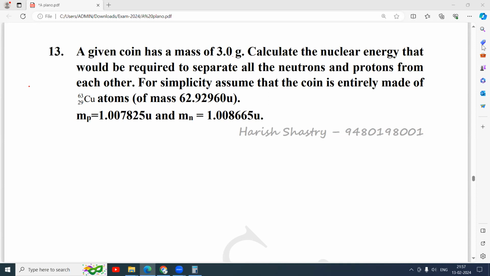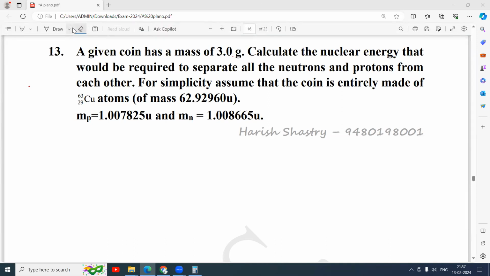Here is a problem. A given coin has a mass of 3 gram. Calculate the nuclear energy that would be required to separate all the neutrons and protons from each other. For simplicity, assume that the coin is entirely made up of copper atoms. So you will have to find out the total energy required to separate all the protons and neutrons of this 3 gram coin.